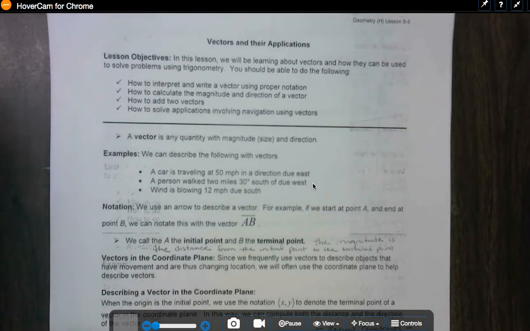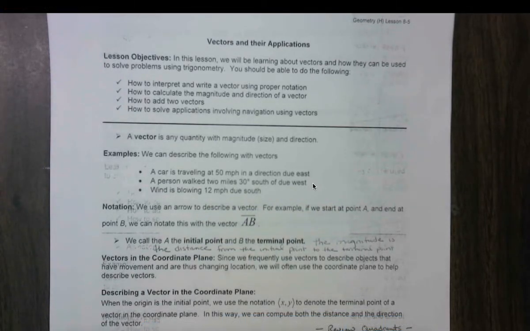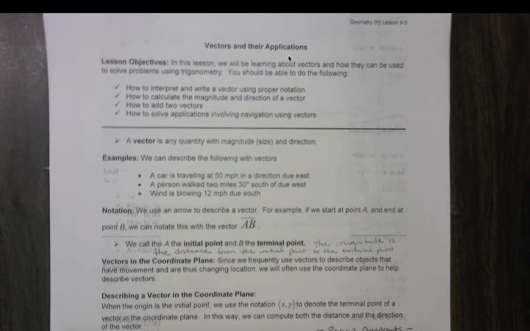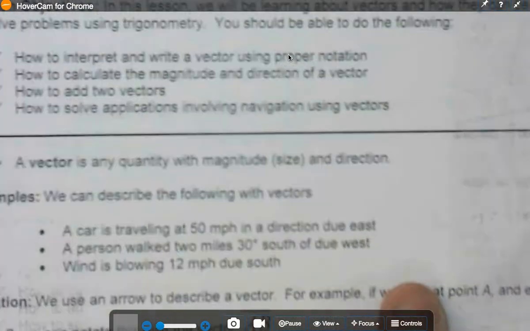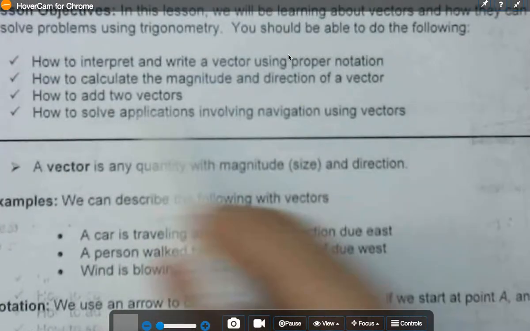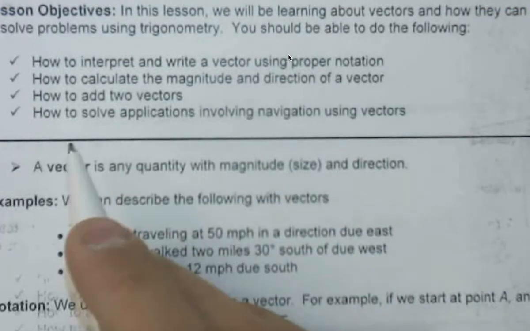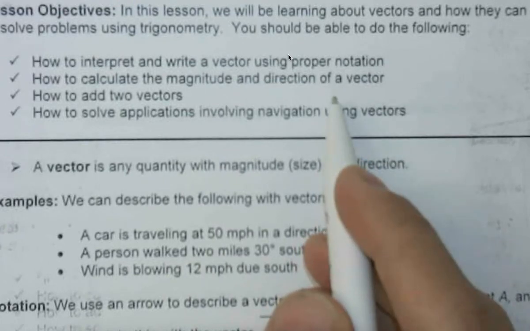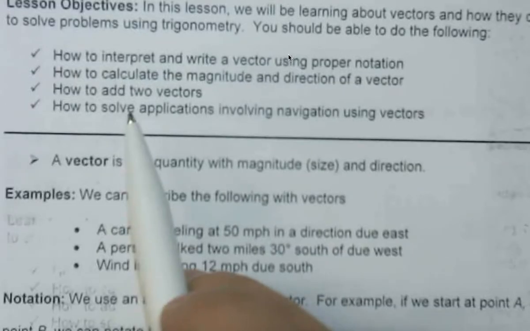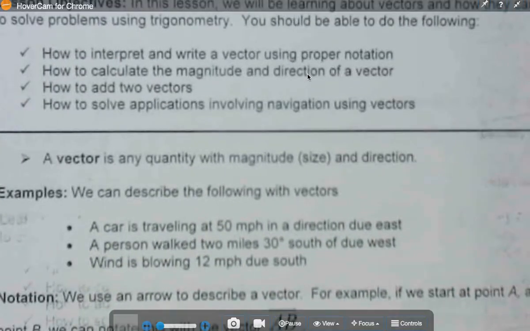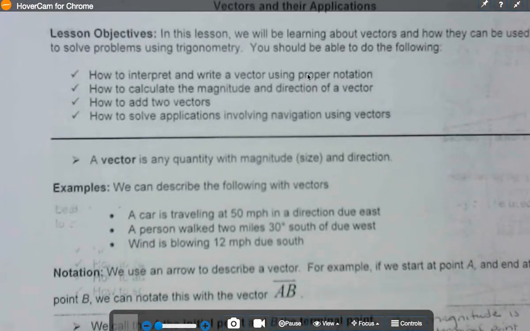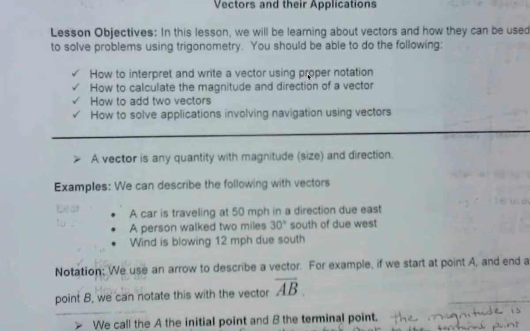Hey Geometry Geniuses, I wanted to talk to you today about vectors and their applications. These are our objectives. We'll eventually be interpreting and writing about vectors using the proper notation. We might even calculate the magnitude and direction of select vectors, add some vectors, and solve some applications with navigating using vectors. So what exactly is a vector?